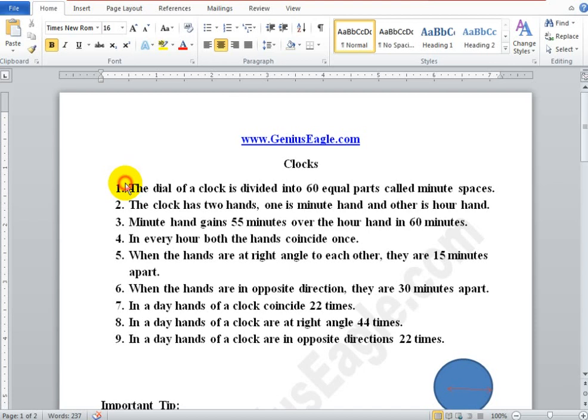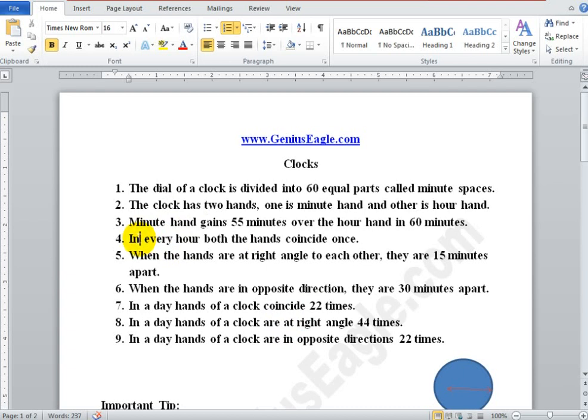First one, the dial of a clock is divided into 60 equal parts called minute spaces. Number 2, the clock has two hands. One is called minute hand and the other is called hour hand. Minute hand gains 55 minutes over the hour hand in 60 minutes. It means when you notice in 60 minutes the minute hand will cover 55 minutes more than the hour hand.